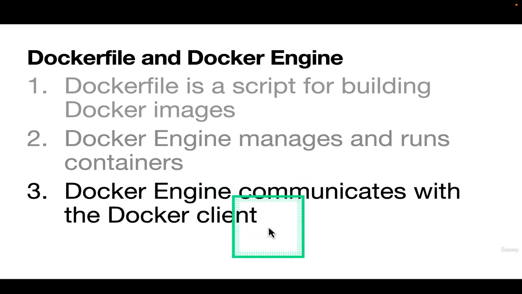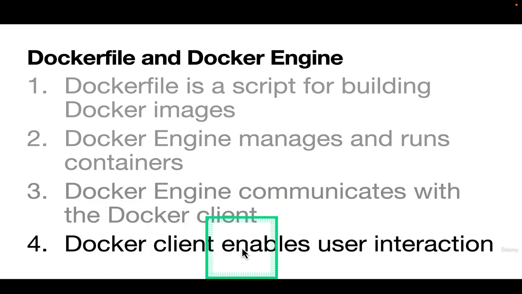The Docker engine is a daemon that communicates with the Docker client via REST API, CLI or GUI. Docker client enables user interaction. The Docker client allows users to interact with Docker daemon, issuing commands to manage containers, images, and other resources.